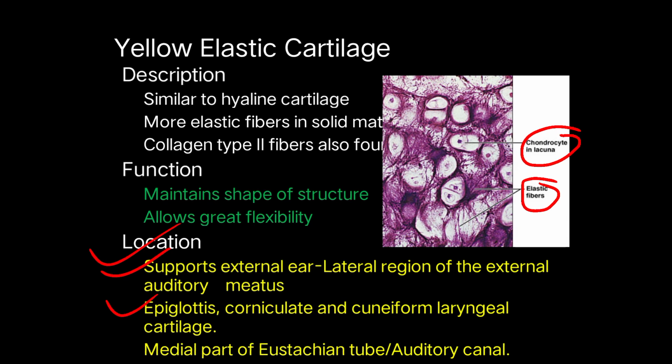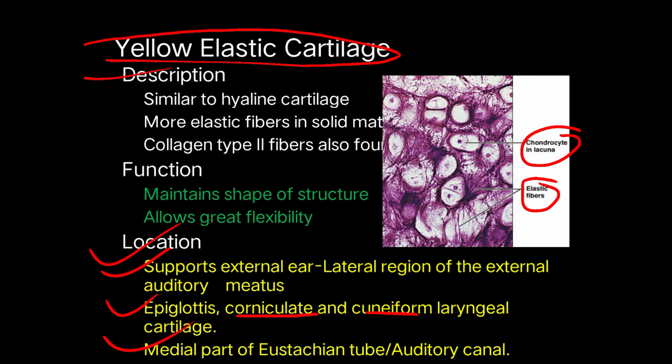Okay, so in this epiglottis we can also find this yellow elastic cartilage, and after that we can also find, as I told you, the corniculate and cuneiform laryngeal cartilage. The corniculate and cuneiform are the processes of arytenoid cartilage.